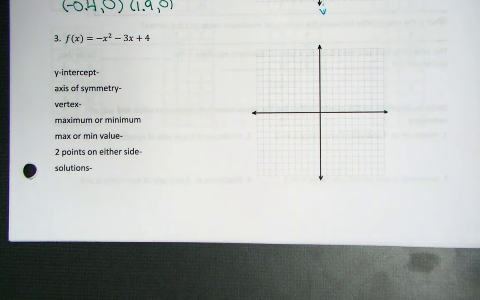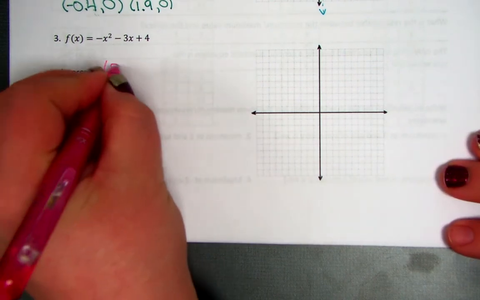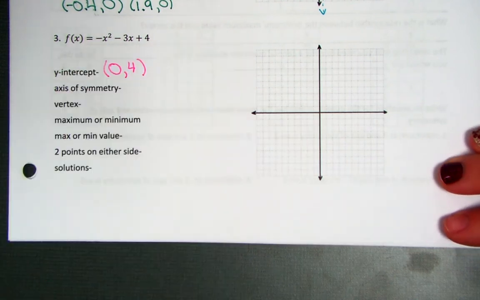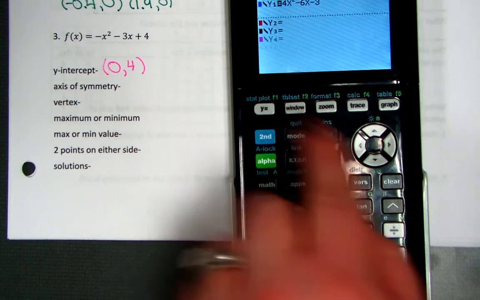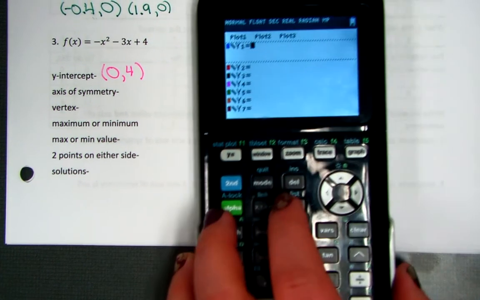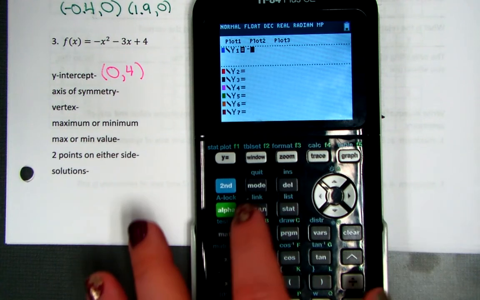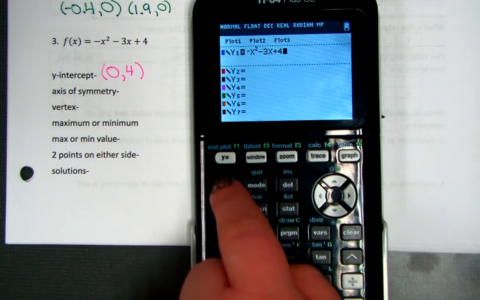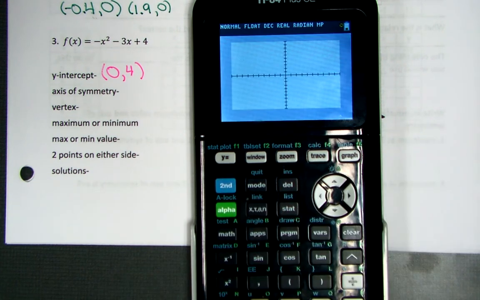The y-intercept is listed at 0, 4 because it's in standard form. I can just list whatever's there. I'm going to type this into my calculator to take a look at the graph. So clear out what's there. We're going to y equals, and we'll type negative x to the second power minus 3x plus 4. So we'll take a look and see what it looks like on this negative 10 to 10 window. Looks like it fits pretty well.